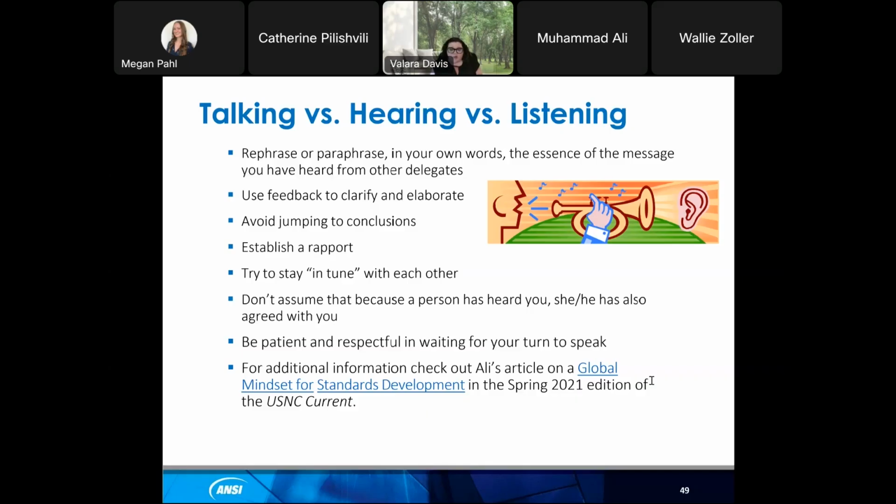If this is your first meeting, maybe talk to some of the other members from the US that have participated longer. If it's your first time as a head of delegation, ask for tips and tricks from other members within your TAG, or even reach out to USNC and maybe they can connect you with somebody from another TAG that can provide you some guidance.